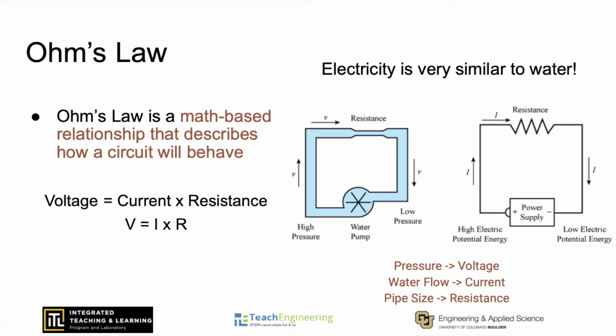Ohm's Law is a simple yet fundamental equation that can help us understand the basic relationship between current, resistance, and voltage. Voltage is directly proportional to the product of current and resistance, denoted by V equals I times R. This formula is useful when creating circuits with Arduinos. You can think of electricity as very similar to water to give you a better understanding.